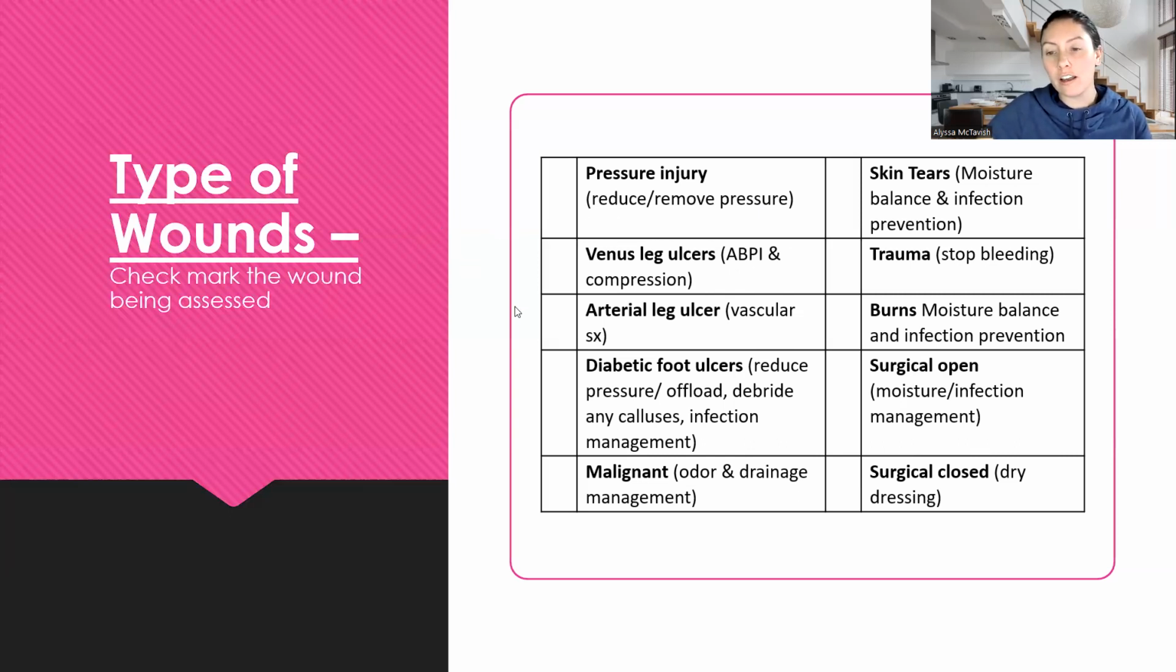So pressure injury, venous leg ulcer, arterial leg ulcer, diabetic foot ulcer. Is it a malignant wound? So that's a cancerous wound. Is it a skin tear, trauma, burns, surgical open, surgical closed? Okay, so those are all the different types of wounds.